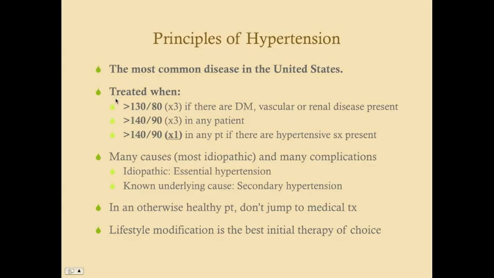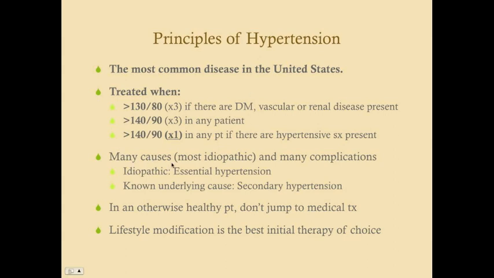When we do treat hypertension in a relatively asymptomatic person is if their blood pressure is greater than 140/90 in any patient, and this has happened on 3 occasions. We also treat the patient if their blood pressure is greater than 130/80 in more than 3 occasions if they have diabetes mellitus, vascular, or renal disease. So the cutoff is going to be lower if they have these other risk factors like diabetes, vascular disease, or renal disease that could raise their risk towards some of the other problems that can come from hypertension.